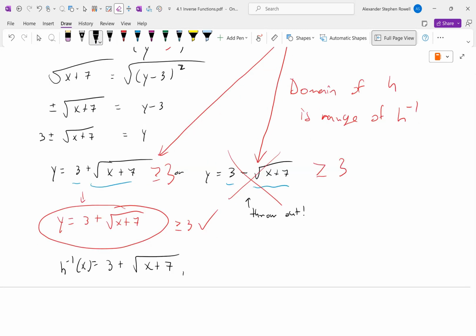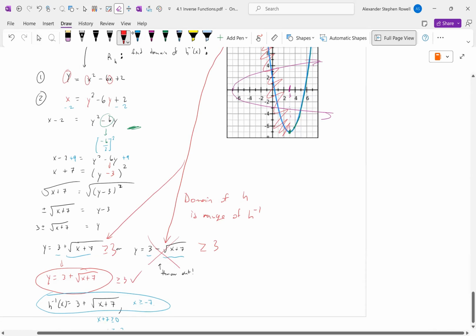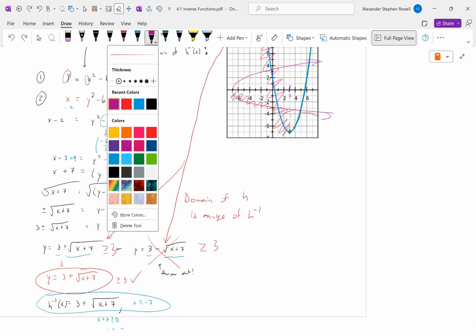What is the domain of this? x plus 7 has to be greater than or equal to 0, so x is greater than or equal to negative 7. That's our domain of this inverse. So it turns out that I end up throwing out the bottom half of this graph. Oh no. And I keep the top half.